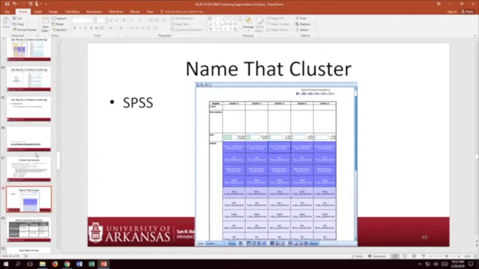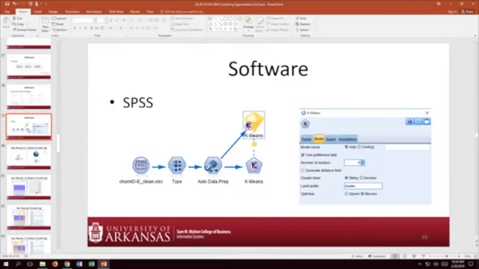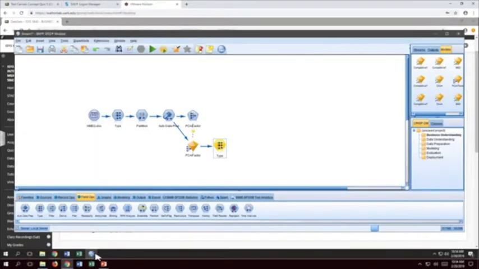So let's see if the software will let us do this. We're going to risk it. We're going to go back to SPSS for a second. What data set do you want to try? Do you want to stick with this one? So let's stick with our home equity data set.